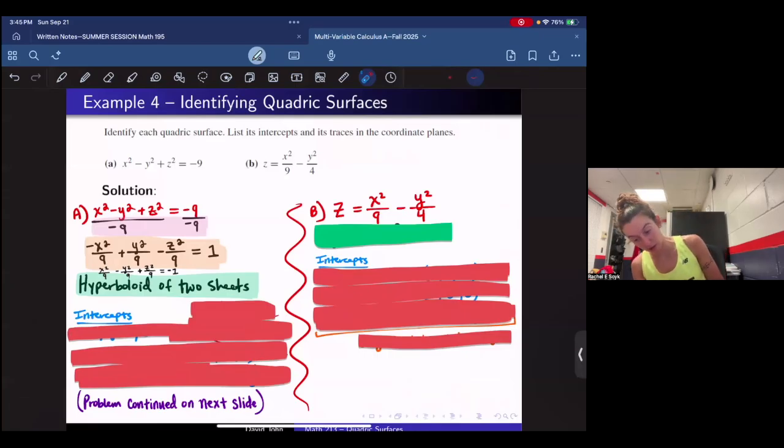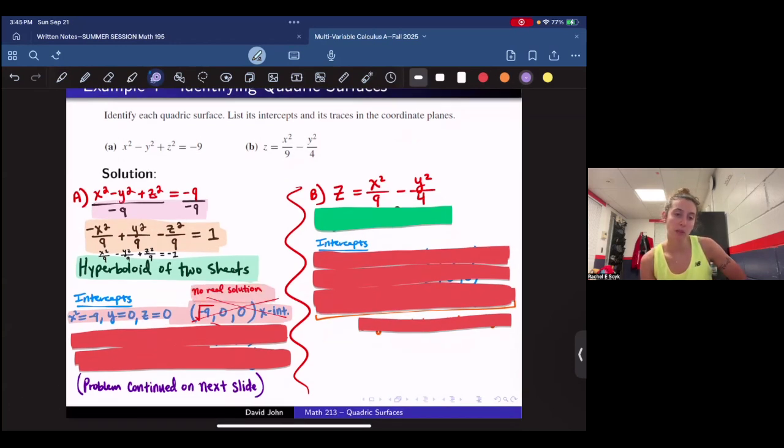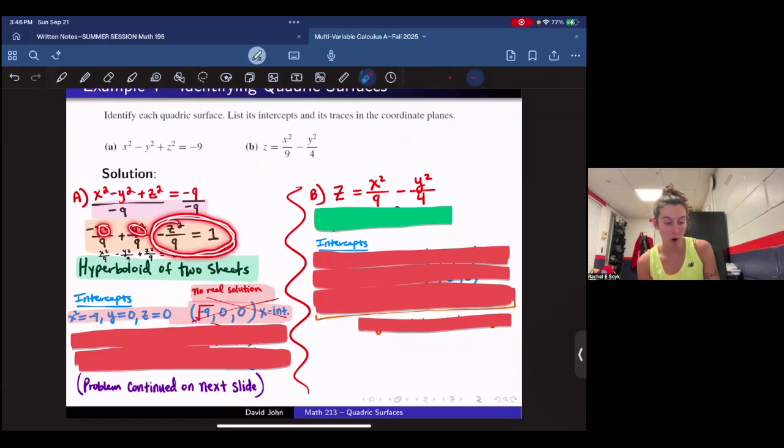Let's find our intercepts. So first one, when y is equal to 0 and z is equal to 0. So y equals 0, z equals 0, and we get negative x squared is equal to positive 9. That's not possible. So we have no solution for this case. Let's now try for when x is equal to 0 and y is equal to 0. And you'll notice very quickly that we also have no real solution here.